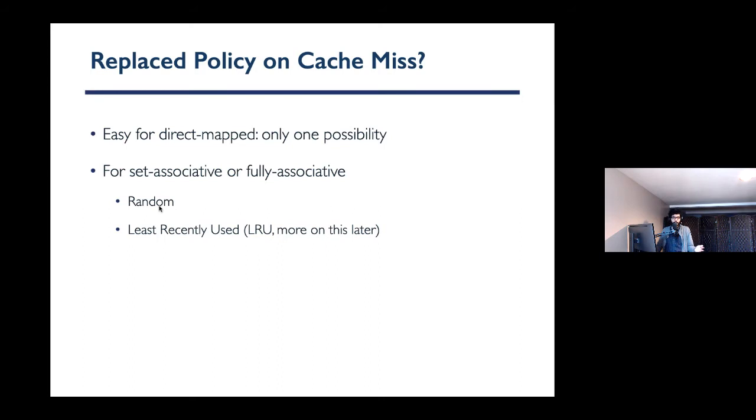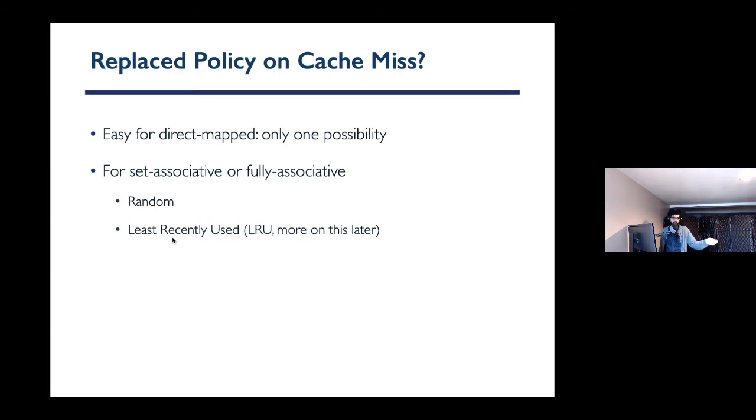There are other ways of doing it. One of the mostly used ones is the least recently used policy. Basically, this policy keeps track of how frequently you access each memory block. And when it comes to eviction, it basically evicts the one that has been used least recently.